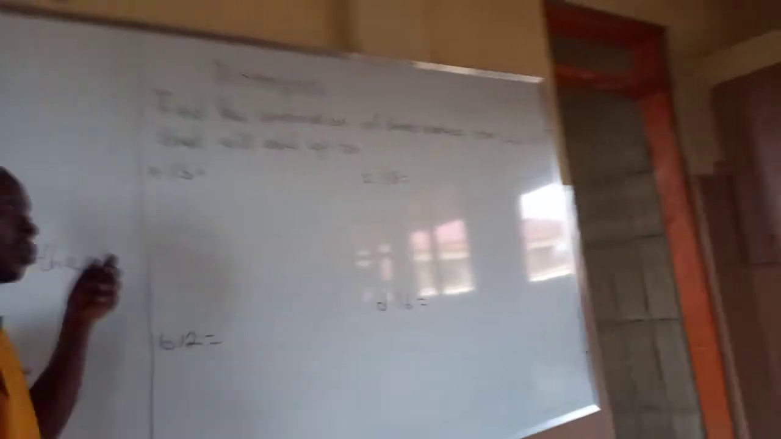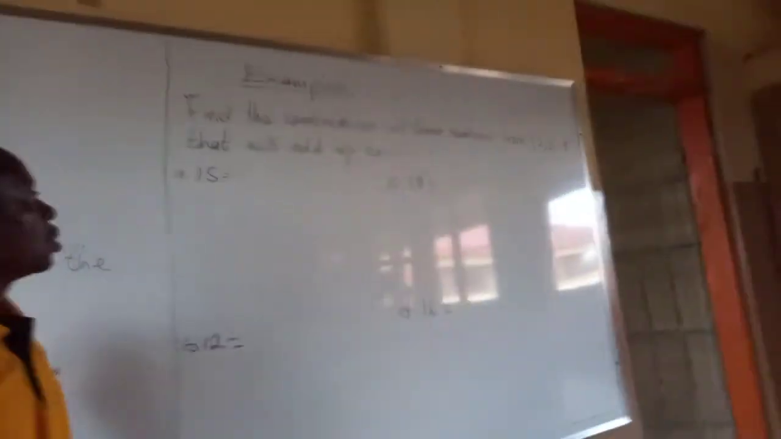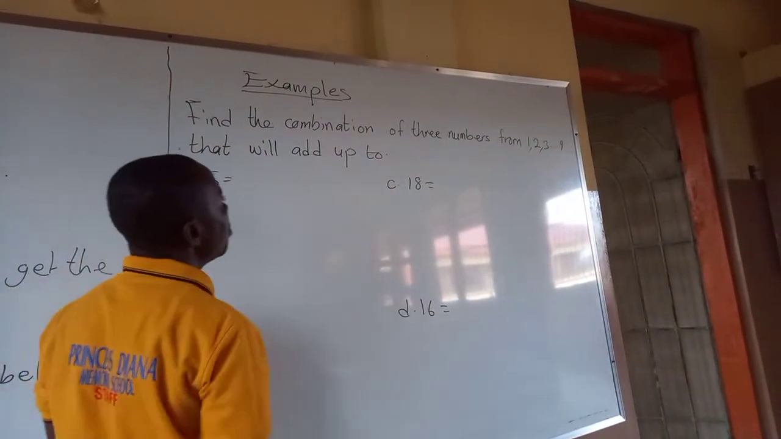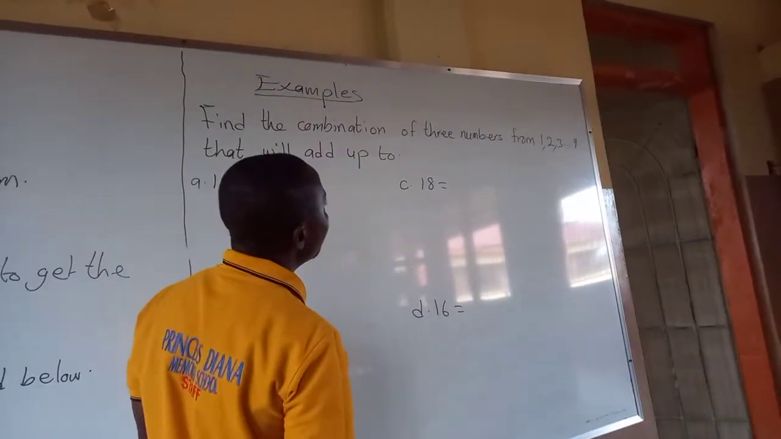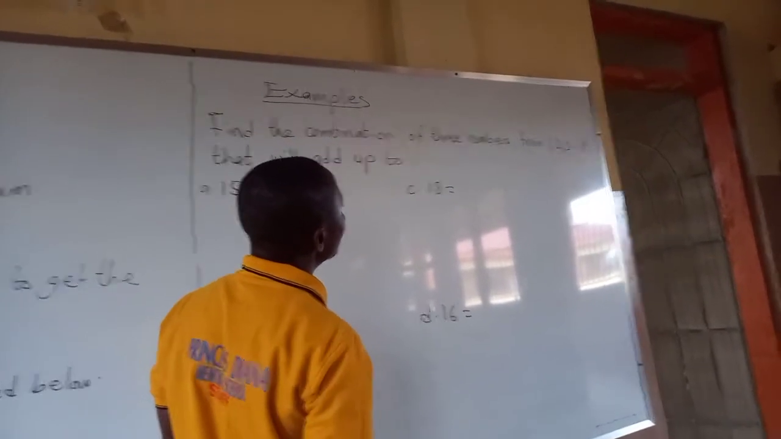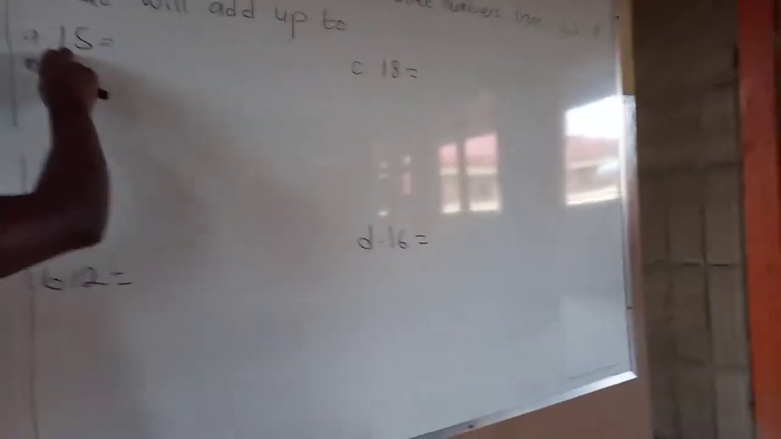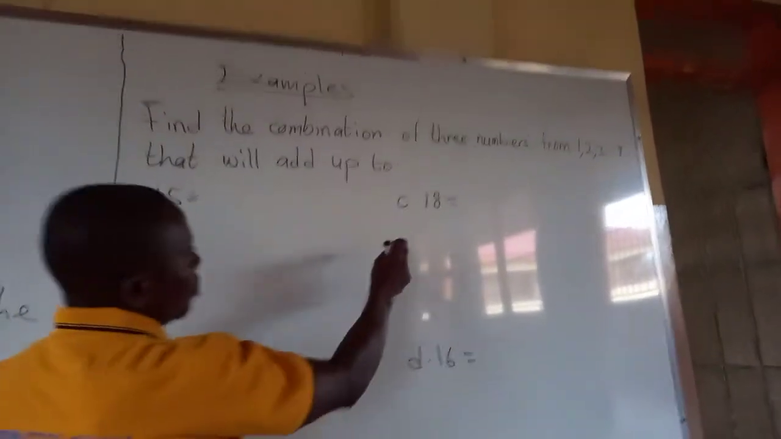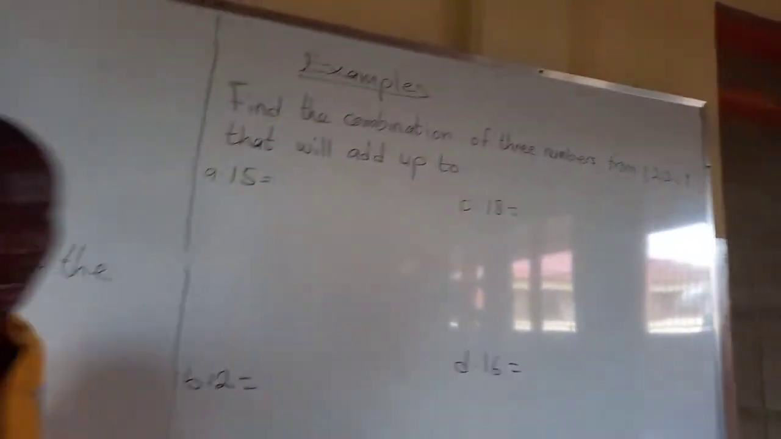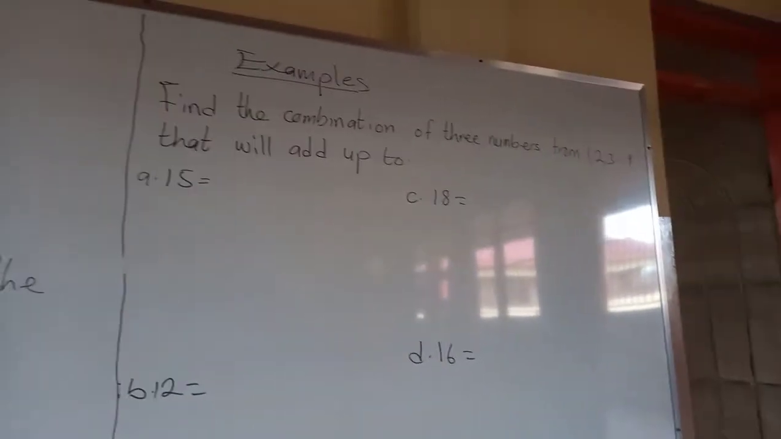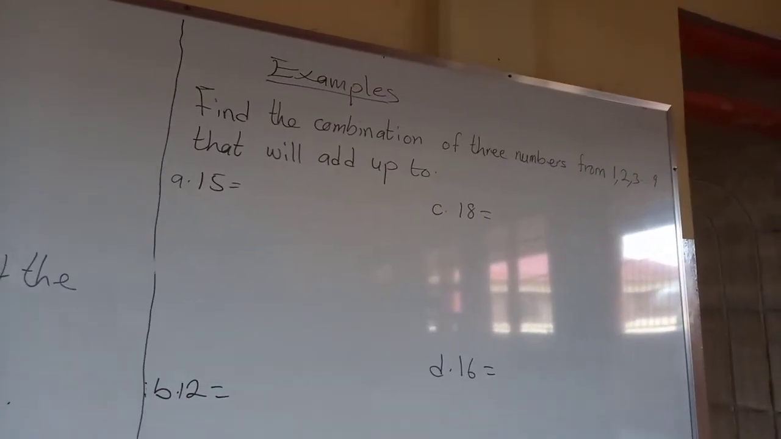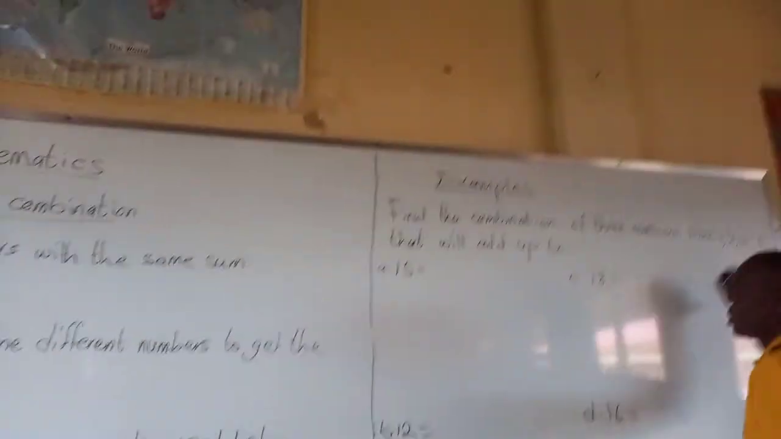Now let's see what we are coming to look at today. Today we have number combination, that is different numbers with the same sum. So now it says find the combination of 3 numbers from 1 to 9 that will add up to 15, 12, 18, and 16. Okay, good. So we are going to find different numbers from the set, that is 1, 2, 3, 4, 5, 6, 7, 8, 9.